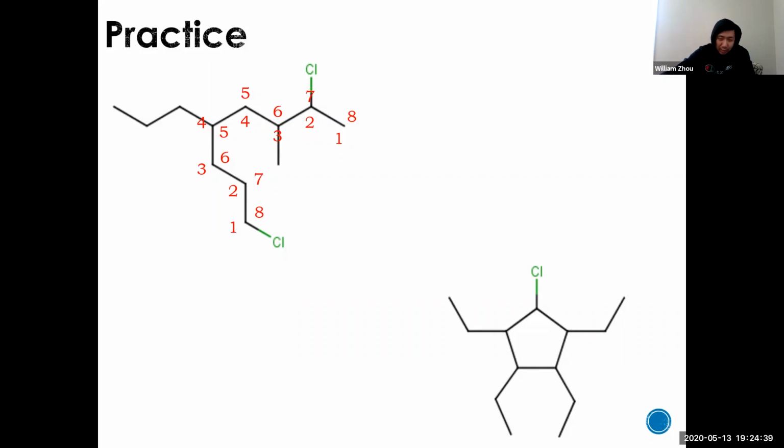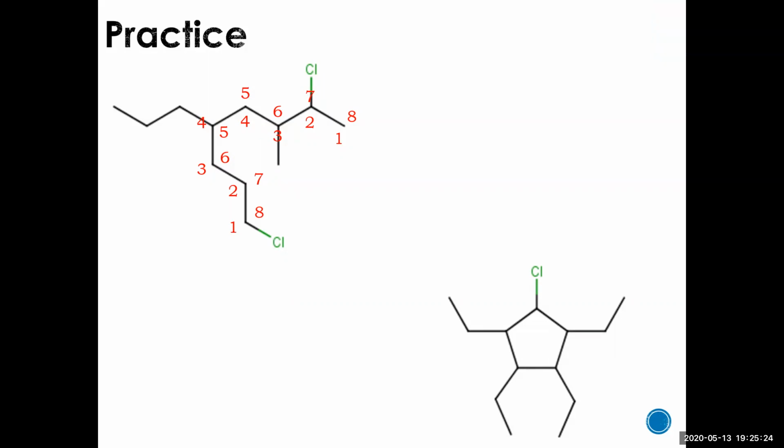And we always choose the easiest name. But which one is better? Do you start from the bottom or do you start from the right? Which one? Bottom? Well, why do you say bottom? Because when we start from the bottom, we have 1 and 7 for both chlorides. But if we start from the right, we start from 1 and then the end becomes 8.